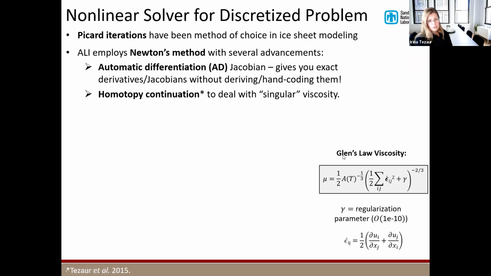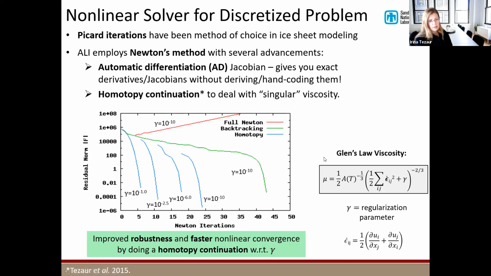What people typically do to deal with this is they add this fudge factor or regularization term to the sum of strain squared. So just this gamma parameter, they make this very small, like 10 to the minus 10. And then they just solve the problem with this modified viscosity to get rid of the singularity.